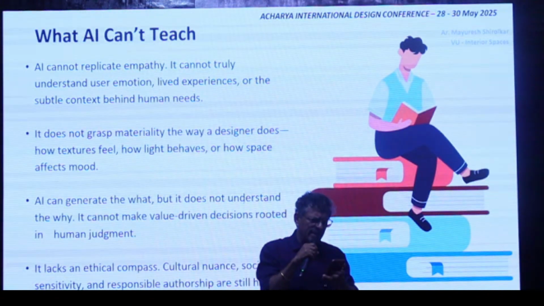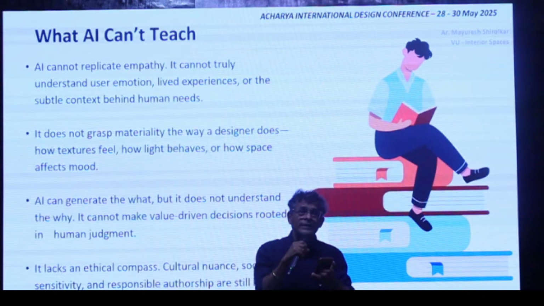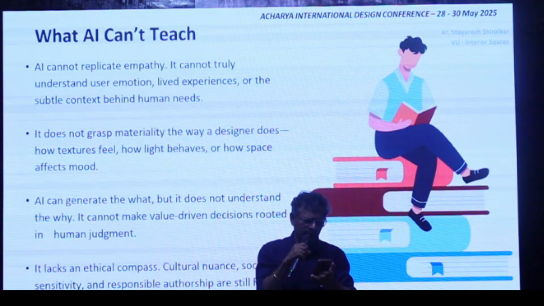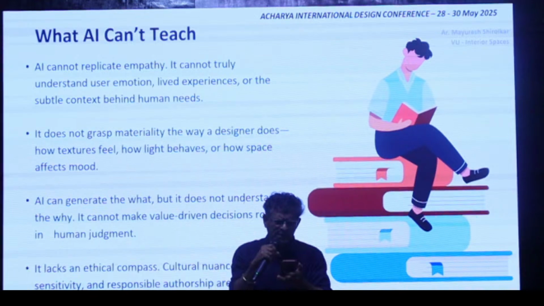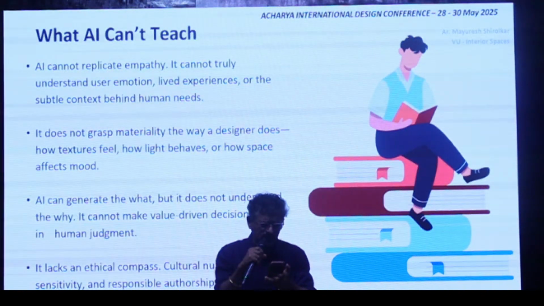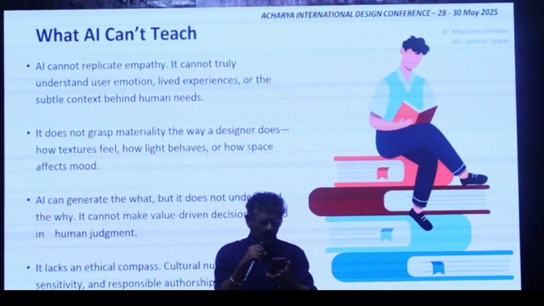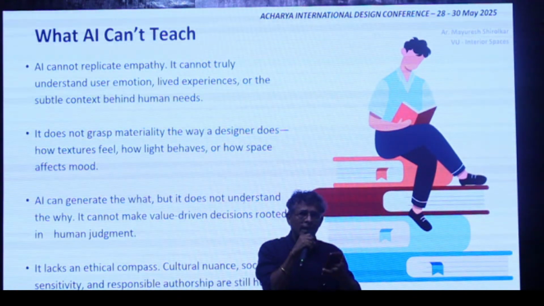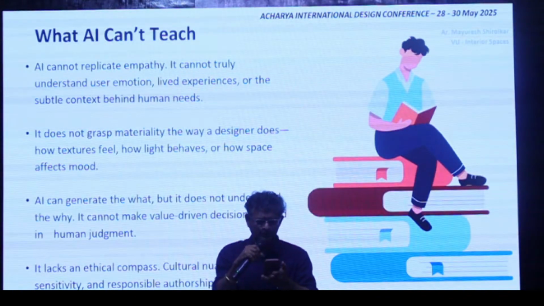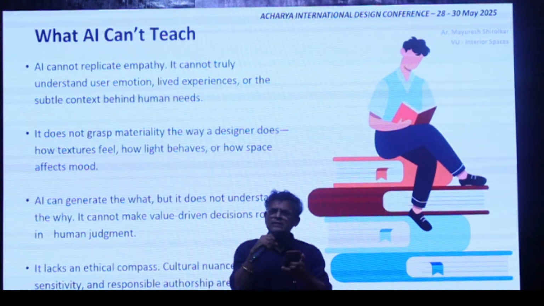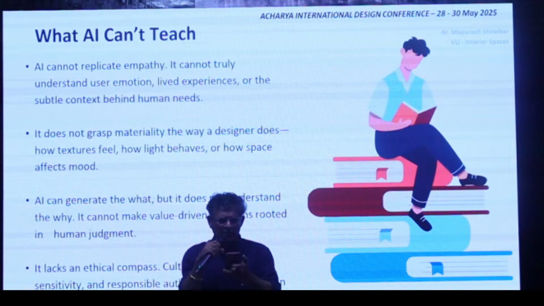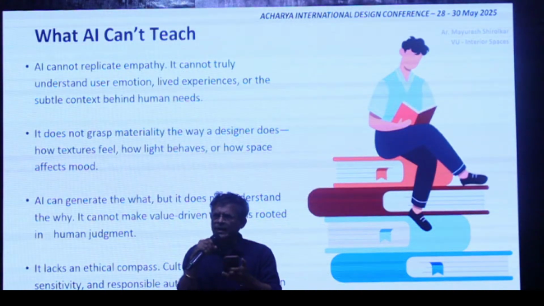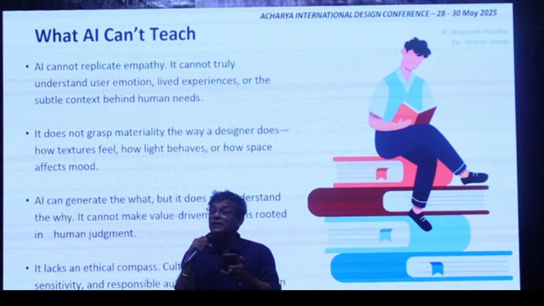Secondly, AI lacks the ability to comprehend materiality. It doesn't feel textures or see how light behaves in a space, nor can it understand how these elements affect a person who's using that space, that person's mood. This sensory experience is vital for designers and it's something AI simply cannot teach yet.